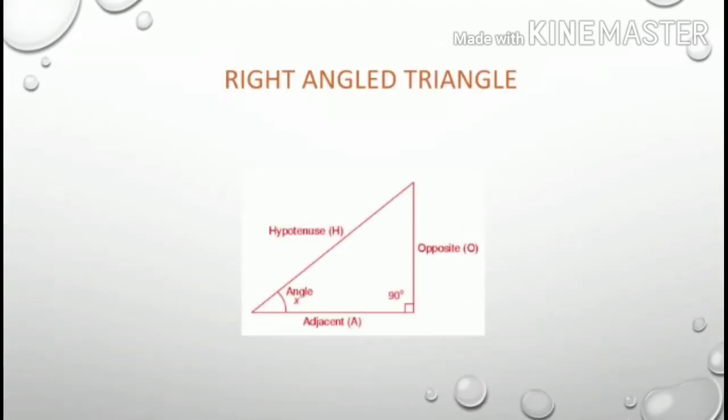Here you can see a right angle triangle. It is special because each side has a different name. You have the adjacent side, which is also called the base, and the opposite side is called the perpendicular, and the side opposite to the 90 degree angle is called the hypotenuse. So this is the speciality of the right angle triangle.